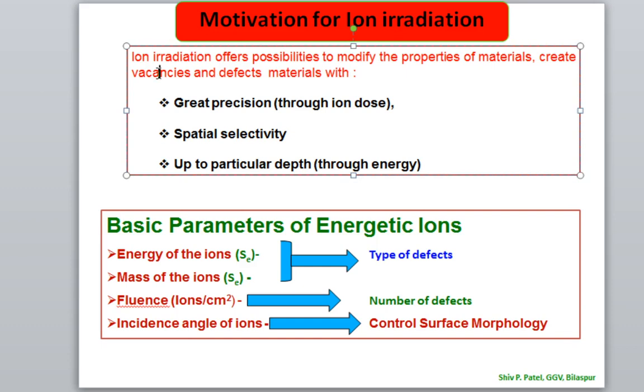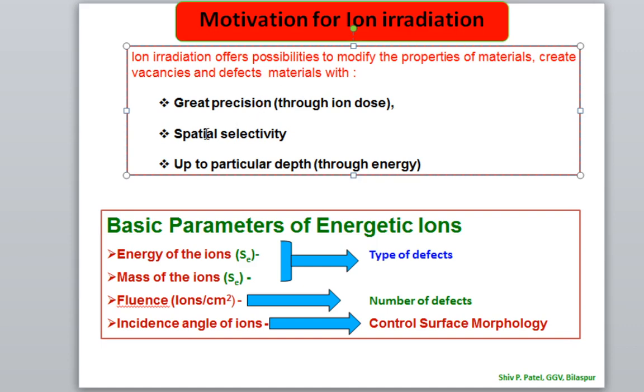Why is this ion irradiation so important? Because ion irradiation offers possibilities to modify the properties of a material, and create vacancies and defects in the material with great precision. That is what is required in an experiment. Very precise experiments can be done through the ion dose. As I discussed earlier during the Kinchin-Pease formula, ion dose means how many ions are falling per centimeter square of the area of the sample. So this dose can be controlled experimentally, that is in your hand. So this gives great precision.